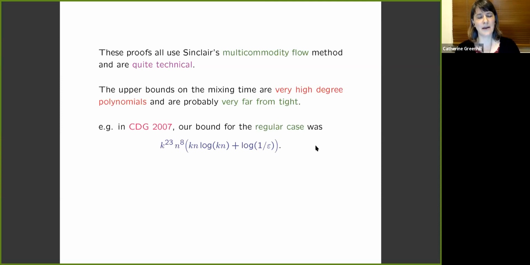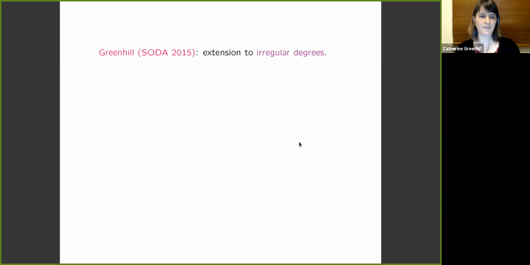So this is from the first paper. Actually, the one we first published was slightly lower than this. We had a small error that we corrected and we ended up with this. So this is n to the 9th, even if k is constant. But if k is constant, you wouldn't be using this method, you'd be using the configuration model. So this is really not good. Okay, but polynomial.